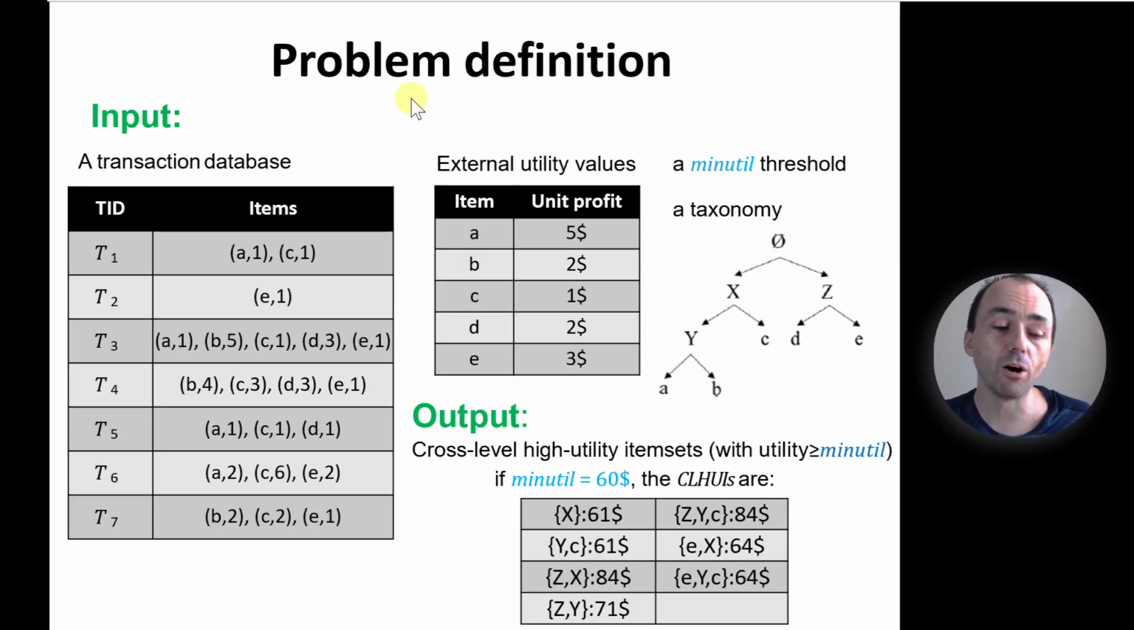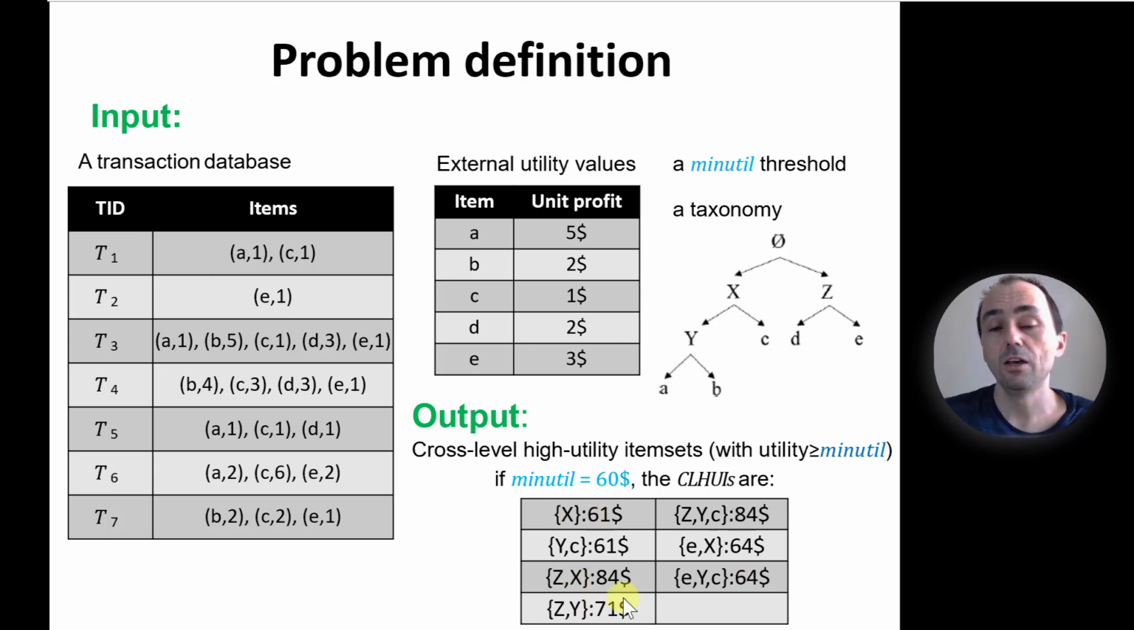Now let me give you the problem of cross-level high-utility item set mining. What is the definition? We have the same type of database as input, and we have the minimum utility threshold. But now we also have a taxonomy like this, with some categories. As you can see, in the transaction database, we cannot see the categories. There's no X, Y, and Z here, but we have the items, the leaves, in these transactions. And then the output is to find the cross-level high-utility item sets. That means the generalized item sets that have a utility at least equal or greater than the minimum, like $60 in my example.